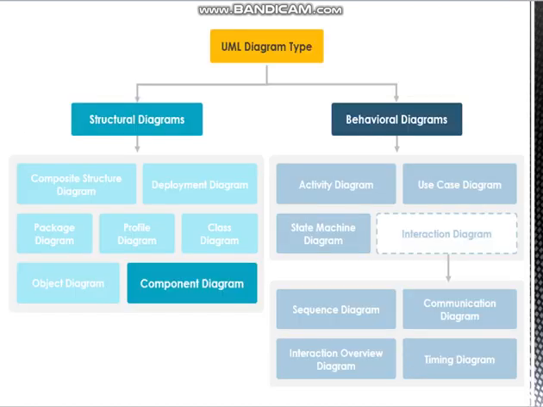In Object Oriented Modeling and Design, we have UML diagrams, and here we have the types of UML diagrams, that is structural diagrams and behavioral diagrams. Under behavioral diagrams we have activity diagram, use case diagram, state machine diagram and interaction diagram. And in structural diagrams we have composite structure diagram, deployment diagram, package diagram, profile diagram, class diagram, object diagram and component diagram. And now we are going to discuss the component diagram.